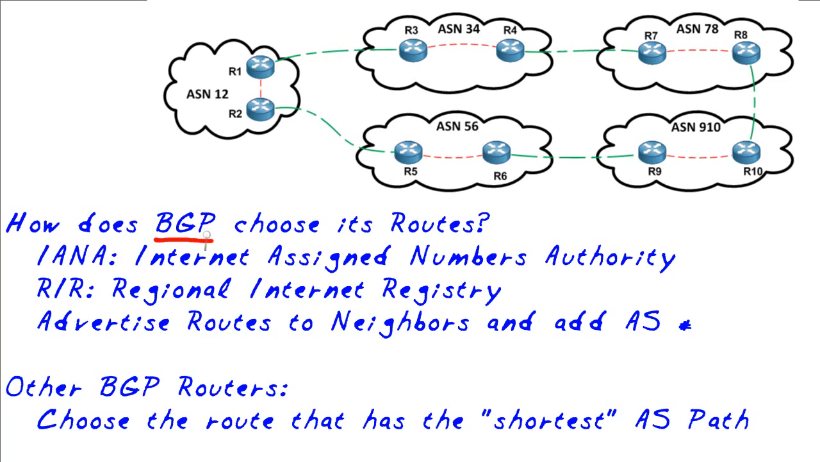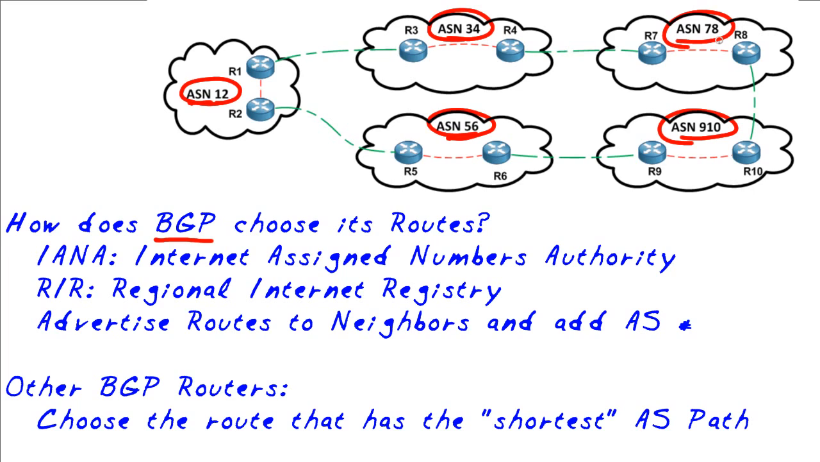These 5 clouds represent 5 different companies who are providing internet-based services. And they are given something called an autonomous system number. This company has been given autonomous system number 12, and autonomous system number 34 for this company, 56, 910, and 78. So how do we get the ball rolling with IP addresses on the internet?